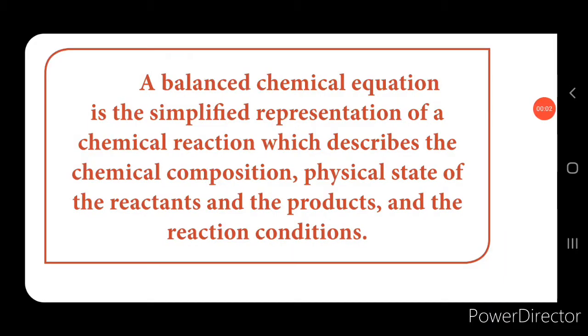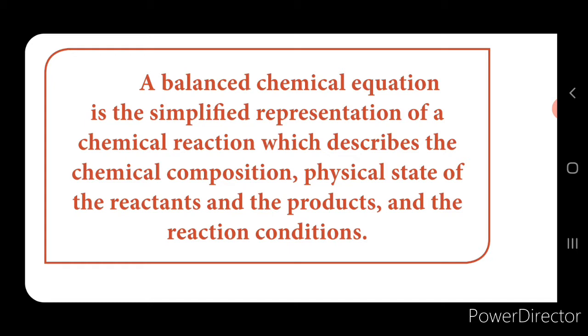Now let's see the definition of a balanced chemical equation. A balanced chemical equation is the simplified representation of a chemical reaction which describes the chemical composition, physical state of the reactants and the products, and the reaction condition. We saw all these, isn't it, using an example.